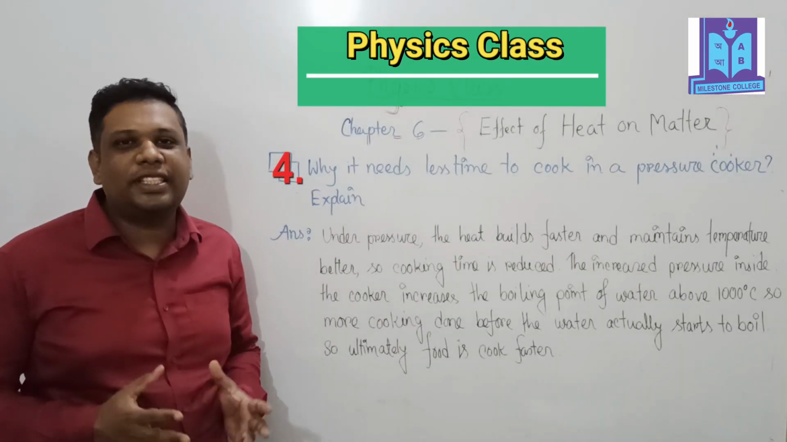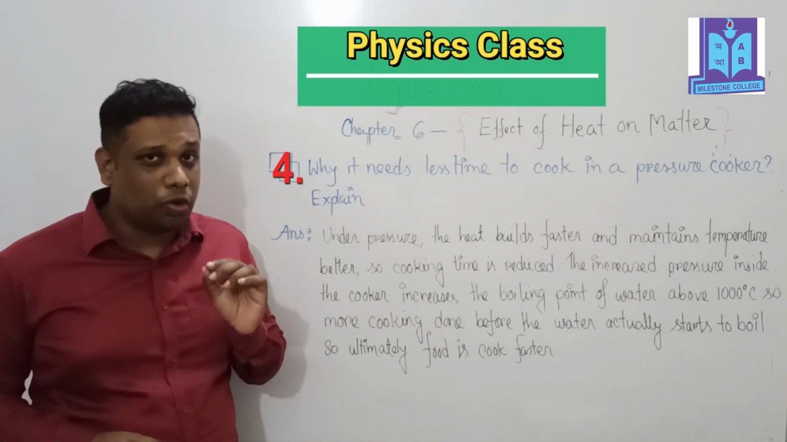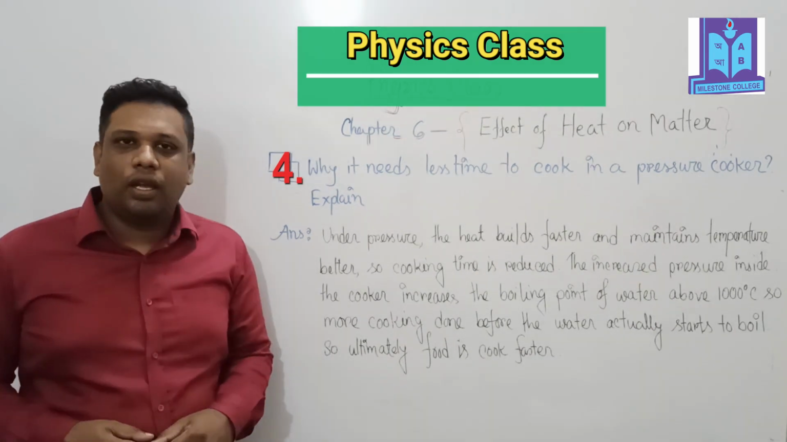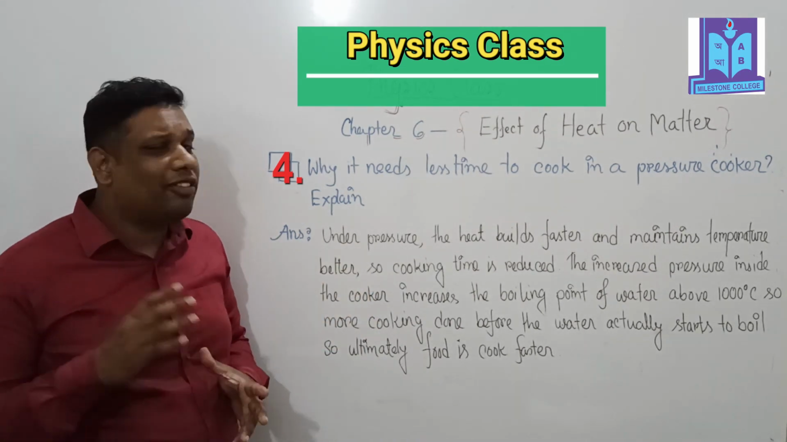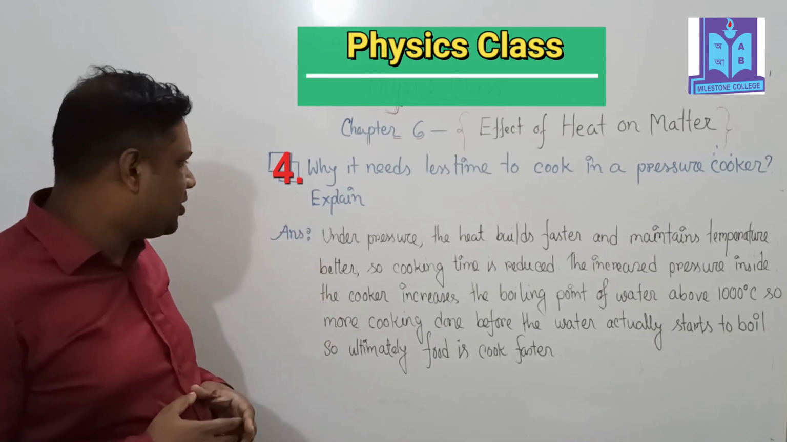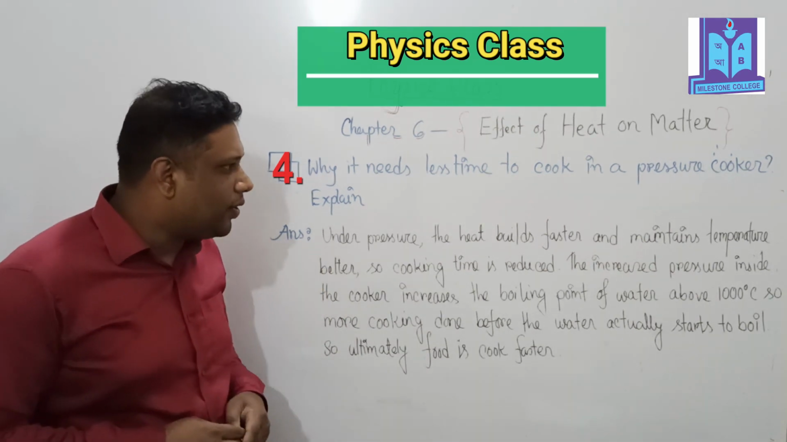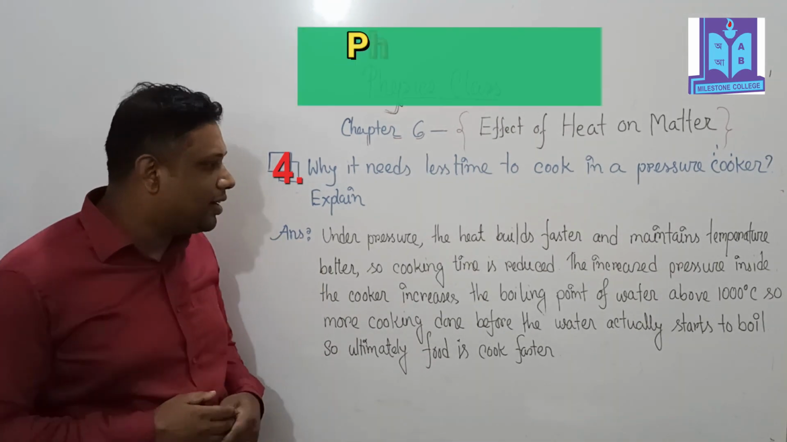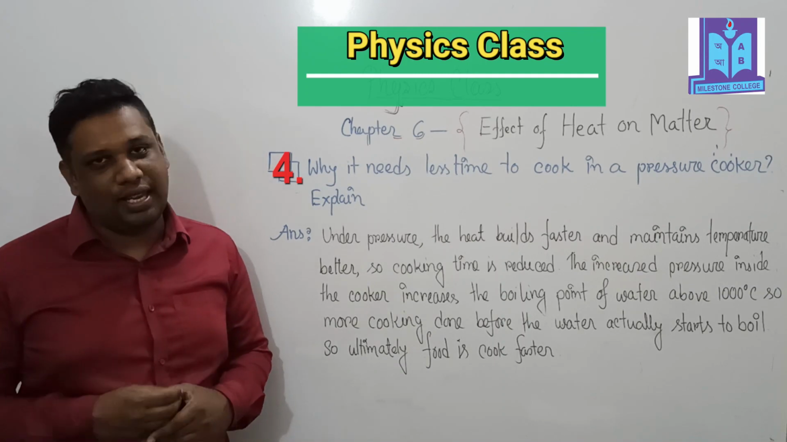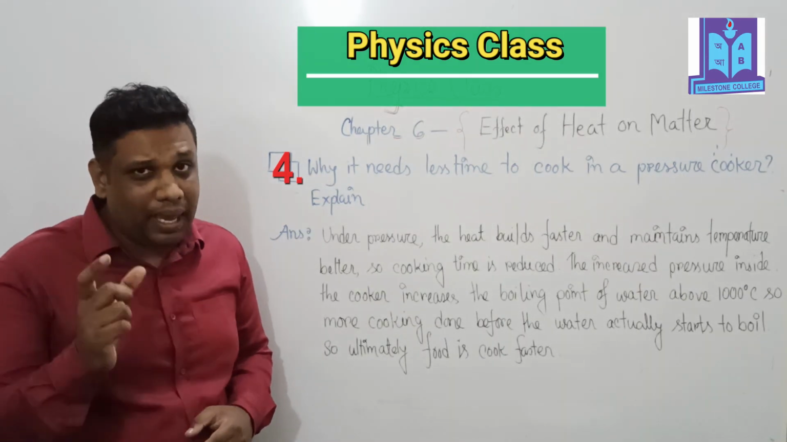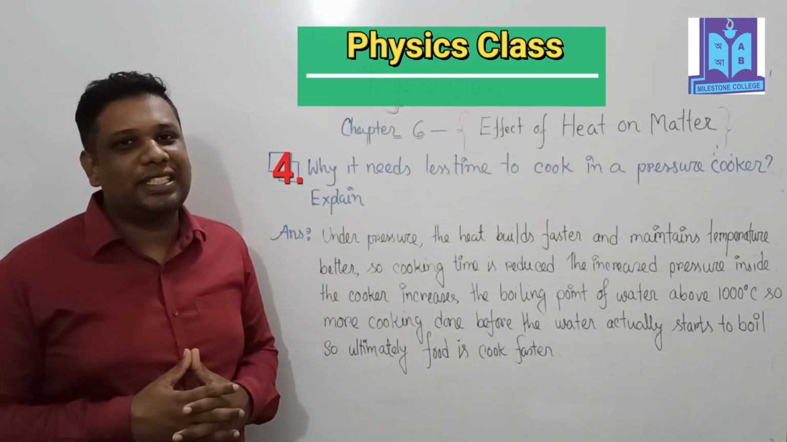Now we are going to face the next question. So my dear students, this is our next question, which is why it needs less time to cook in a pressure cooker. Explain. So here is the answer, which is under pressure the heat builds faster and maintains the temperature better, so cooking time is reduced. The increased pressure inside the cooker increases the boiling point of water above 100 degrees Celsius. My dear students, this is the main line of this question, which is boiling point is increased.